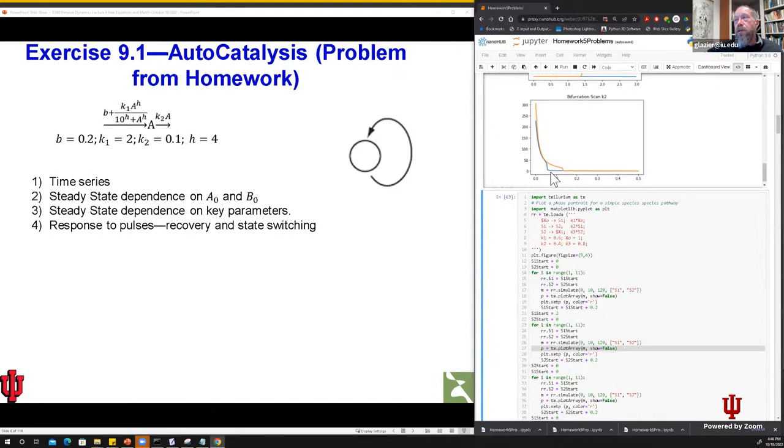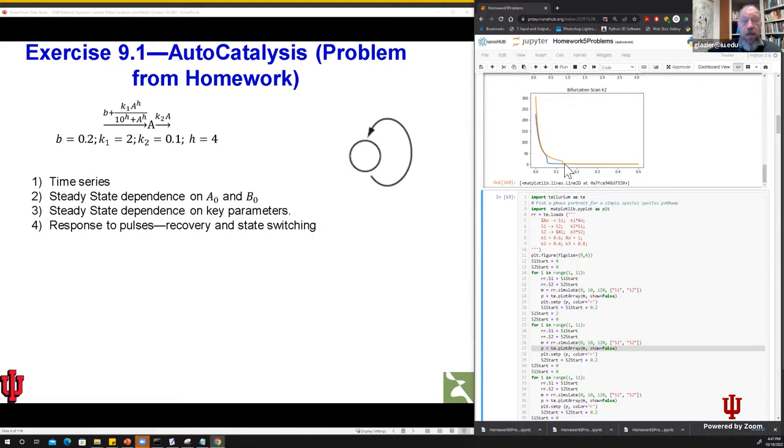And then there's this intermediate region here between about 0.06 and about 0.13, where I have both steady states. Now that happens to be for B equal to 0.2, K1 equal to 2, and H equal to 4. If I changed K1, the size of this regime would change. But this is a classic bifurcation diagram. I have a single steady state, the high steady state. As I increase K2, I get two steady states, a high and a low steady state. And then I see them merge again here.